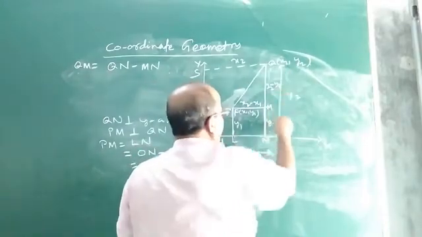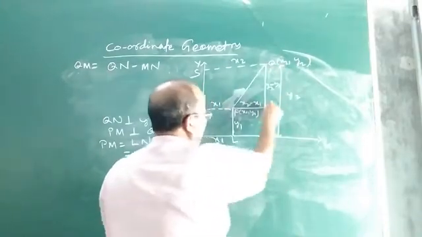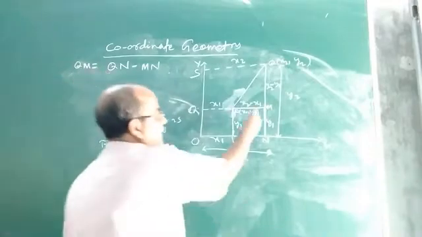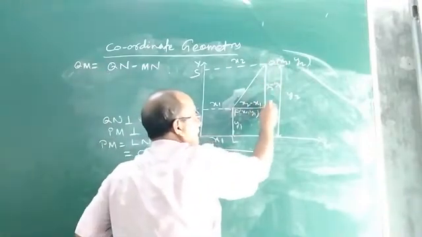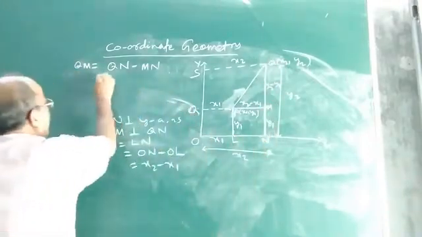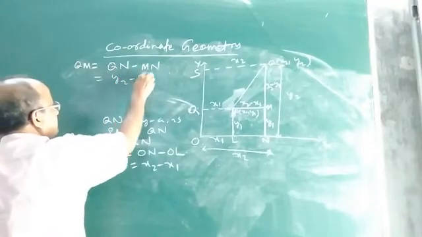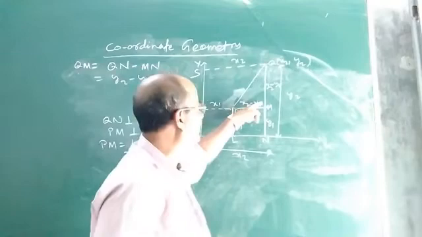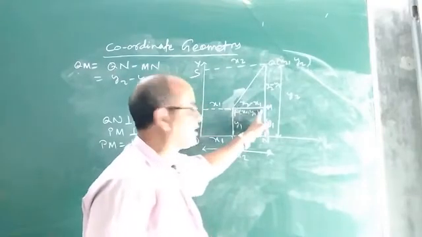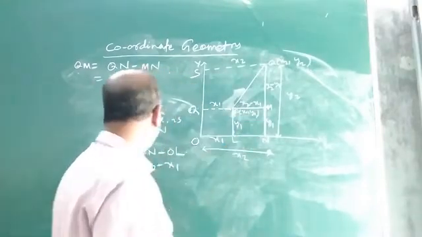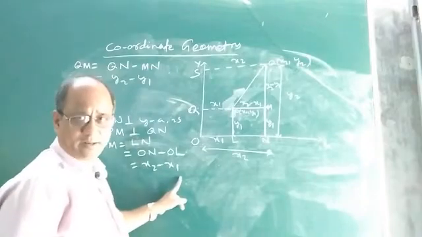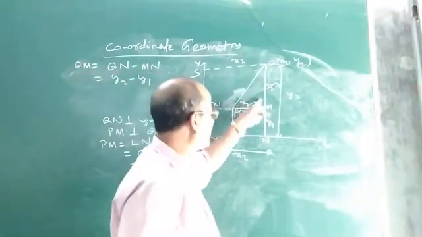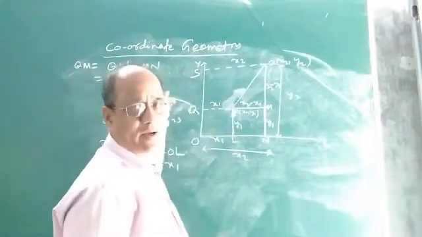Now if you take the difference of QN and MN, then only we will get the length of the line segment QM. So it is y2 minus y1. So we got the length of the line segment QM. We also got the length of the line segment PM. PM is equal to x2 minus x1, and the length of the line segment QM is equal to y2 minus y1.